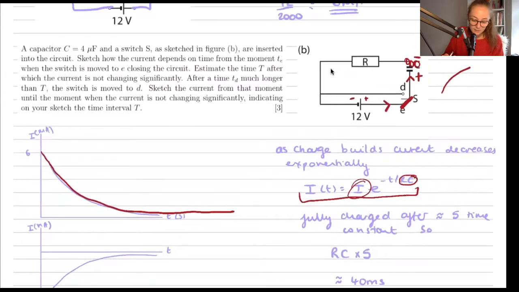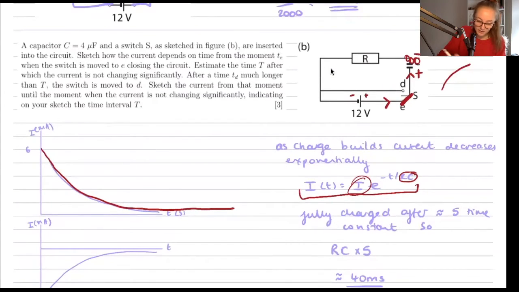And then the next part that they wanted us to do was to imagine that we switched the switch the other way around so that we're connected to D. So this part down here is not relevant. We had that charge buildup here where we had the negative and the positive charge there. So now our current will flow this way. So our positive charge will flow to the negative side until we have a kind of neutral buildup.